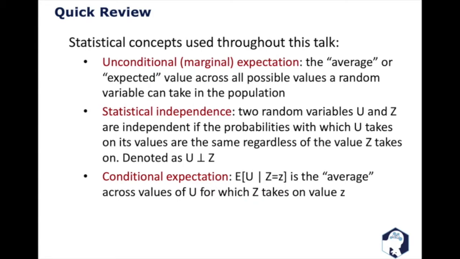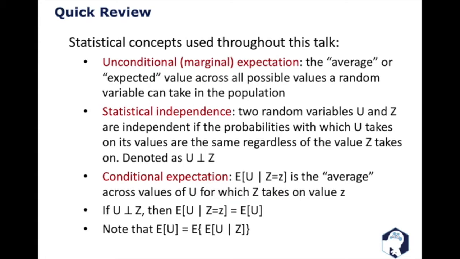We'll write the conditional expectation in this way, and this reads the conditional expectation of u given z equals little z. This is the average across all values of the random variable u for which z takes on the set value little z. If u and z are independent, then the conditional expectation is equal to the marginal expectation. So the conditional expectation of u given z is equal to the marginal expectation of u. This is a really convenient statistical identity that we'll be using.